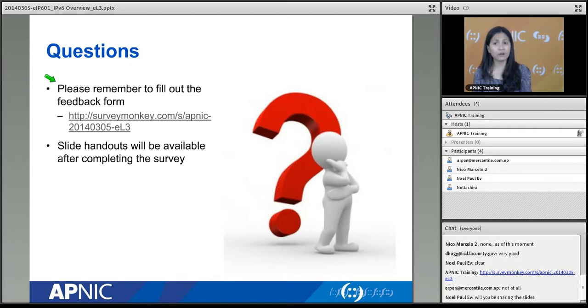It's a very limited amount of time to cover everything about IPv6. We have another session later on, I think, which is about IPv6 addressing and subnetting.